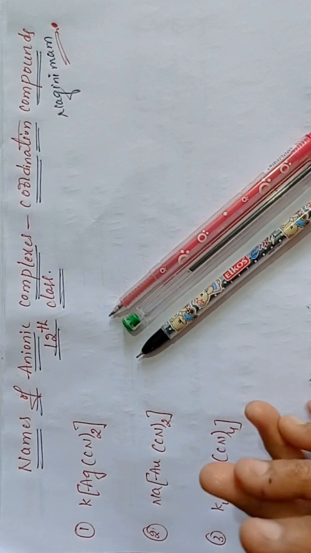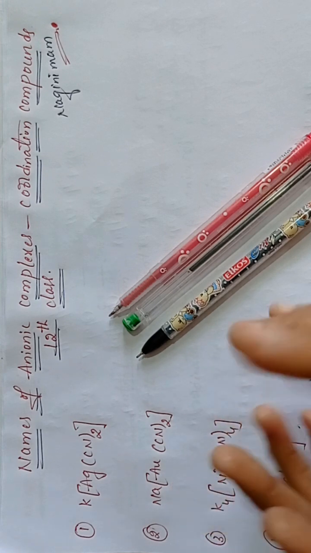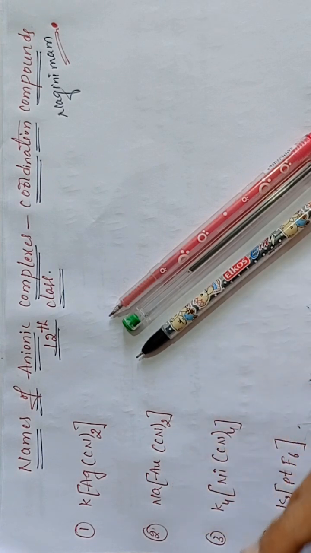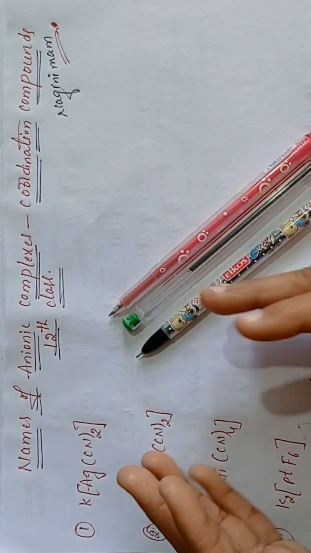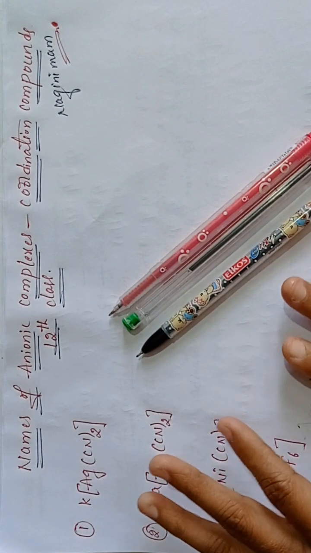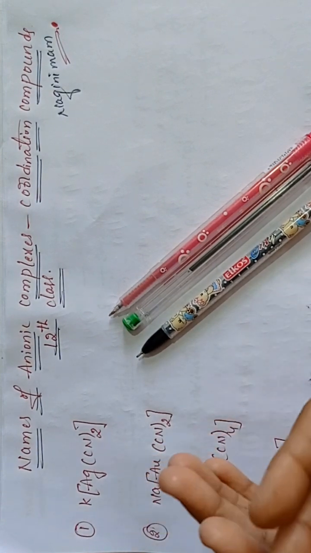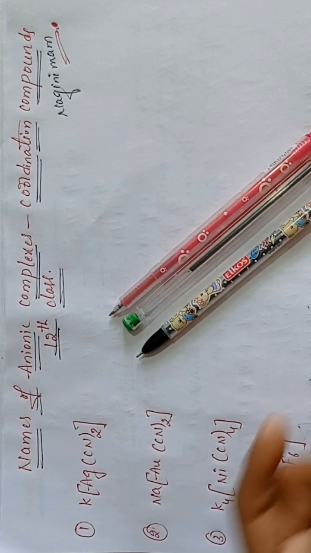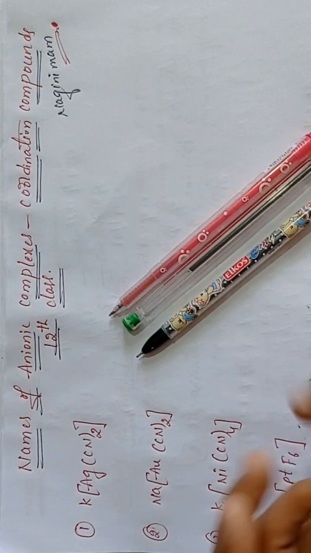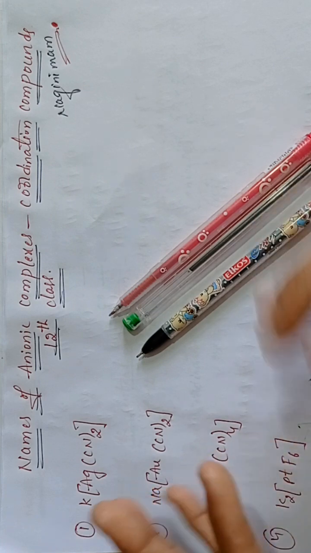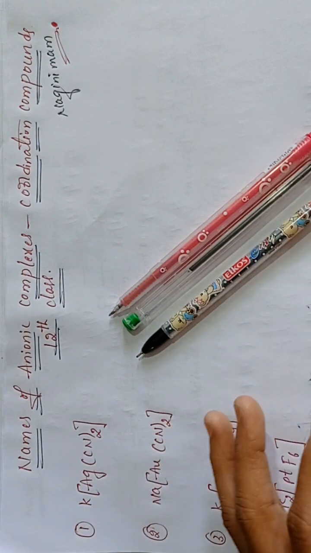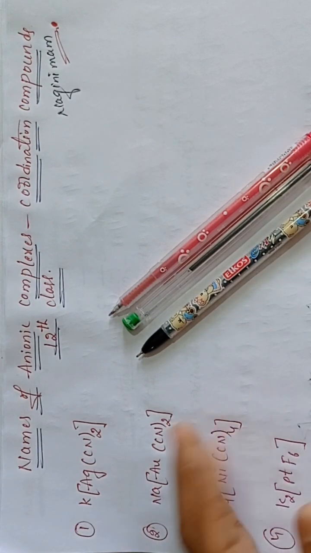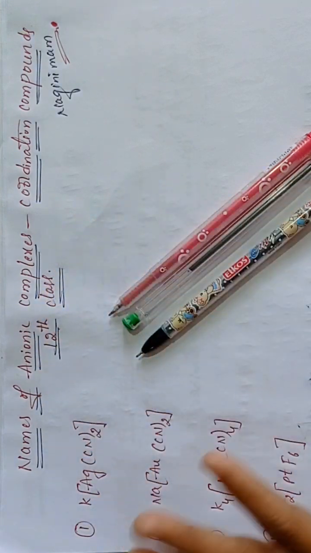Students, given a complex, is it a cationic complex, anionic complex, or neutral complex? Some students are getting confused. So I'm going to discuss first how to write the name of anionic complexes. In the next video, how to write names of cationic complexes. Next, neutral complexes, and then bridging ligands, meaning how to write the name of the complex compound. In this video, I am discussing only anionic complexes.